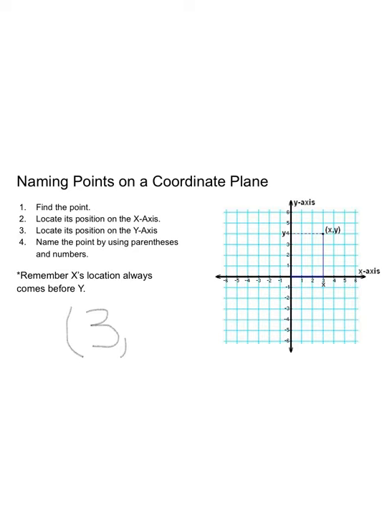Now let's check out the y. That's my next thing. I have to locate its position on the y-axis. So I go back to the point. I'm going to drag my finger back to the y-axis so I can see where it's at, and I can see that it's at 4 on the y-axis. So I'm going to put that next to it. So my ordered pair says that this point is at 3 and 4. And then, like I said, you name the point by using parentheses and numbers. So we put parentheses around our numbers, we separate them with a comma, and I have now just named a point on a coordinate plane.